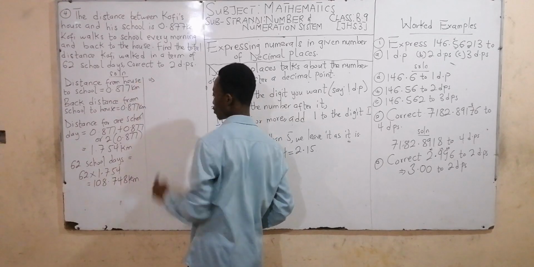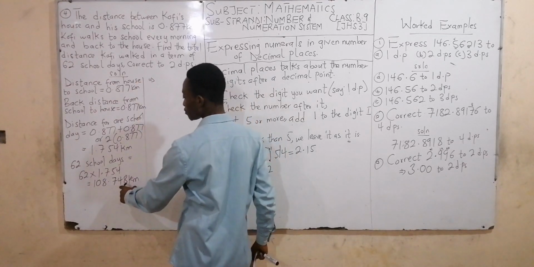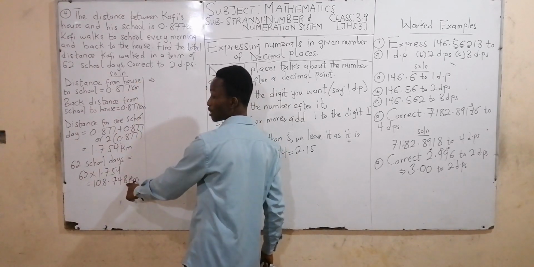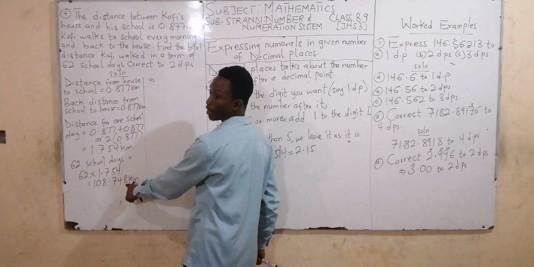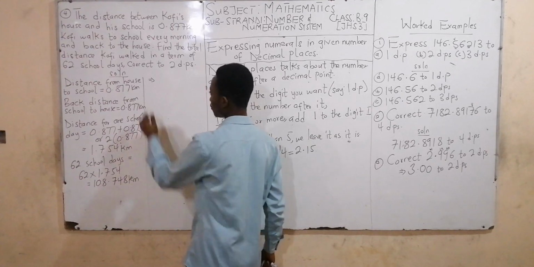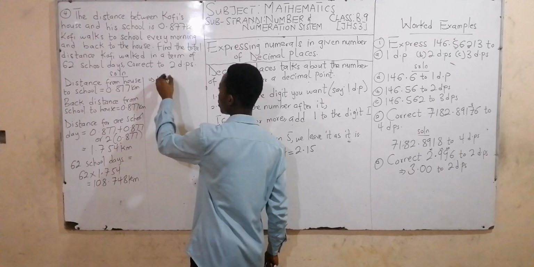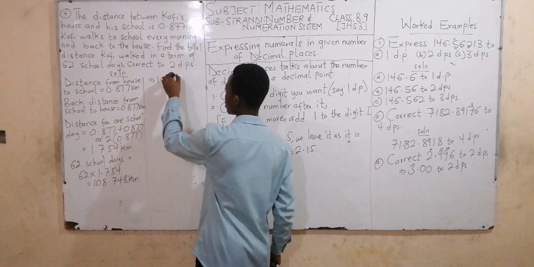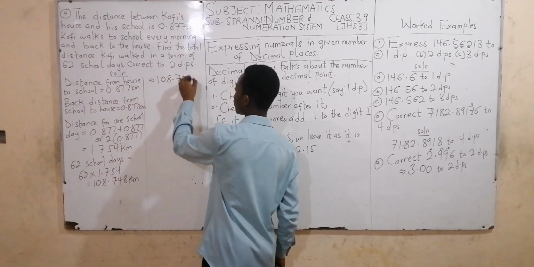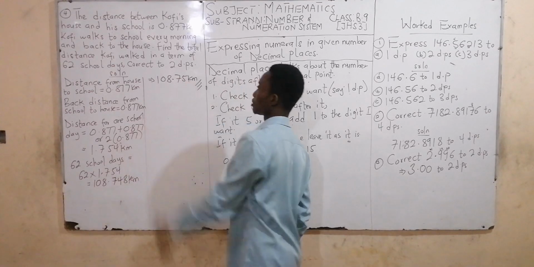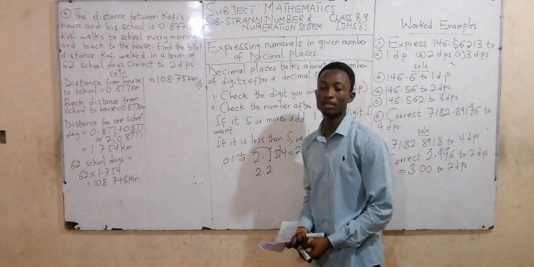So which number falls on 2 decimal places? It is 4. Let's check what comes after the 4. It is 8, which is more than 5. So we add 1 to the 4, making 5. So the answer is 108.75 kilometers. Yes, that is all for decimal places.